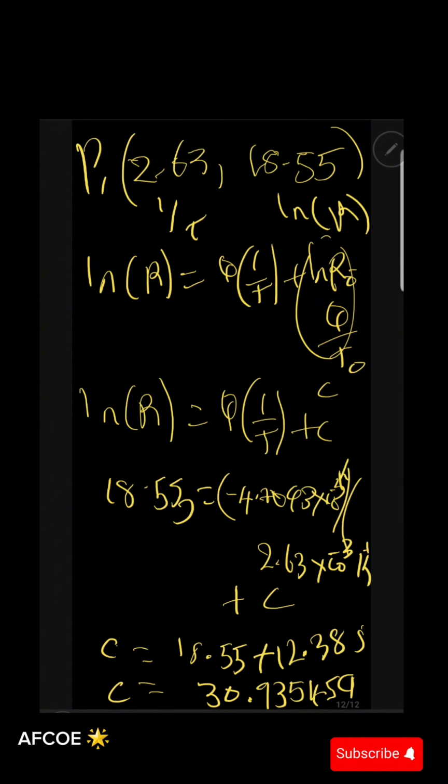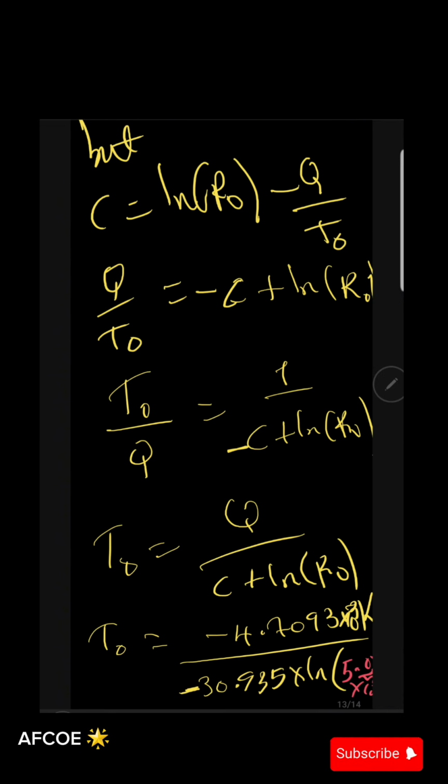This is the value I got for c. C is equal to 30.935459, something like that, from my calculator. Now, this is what I've just done. Let us not consume too much time.